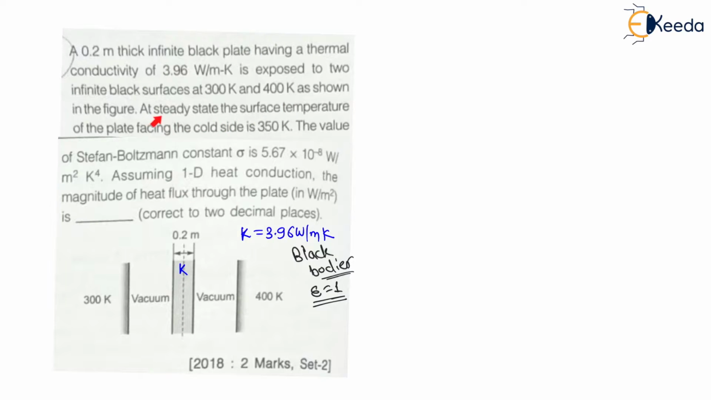Then at steady state, the surface temperature of the plate facing the cold side is 350 Kelvin. Now here, between this 400 Kelvin and 300 Kelvin, this left side, that is 300 Kelvin, will be the cold side, and the plate facing towards this cold side is at 350 Kelvin temperature. Therefore, my dear students, here on this black plate, this temperature is given.